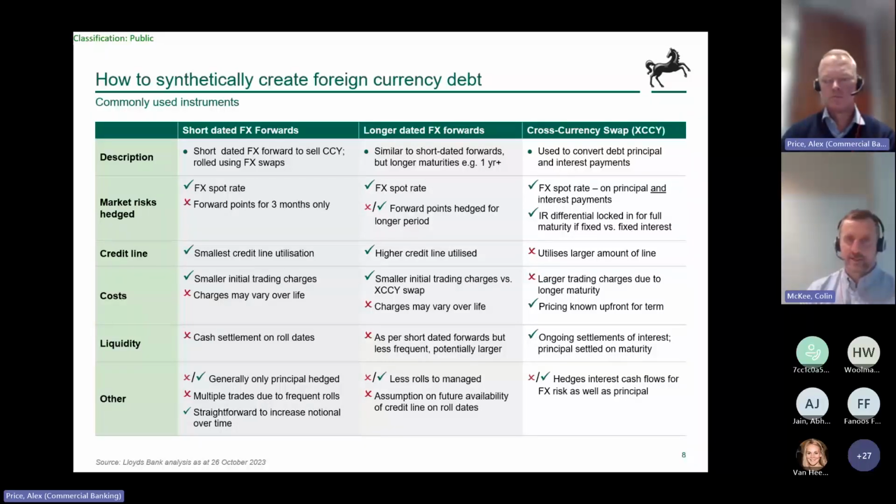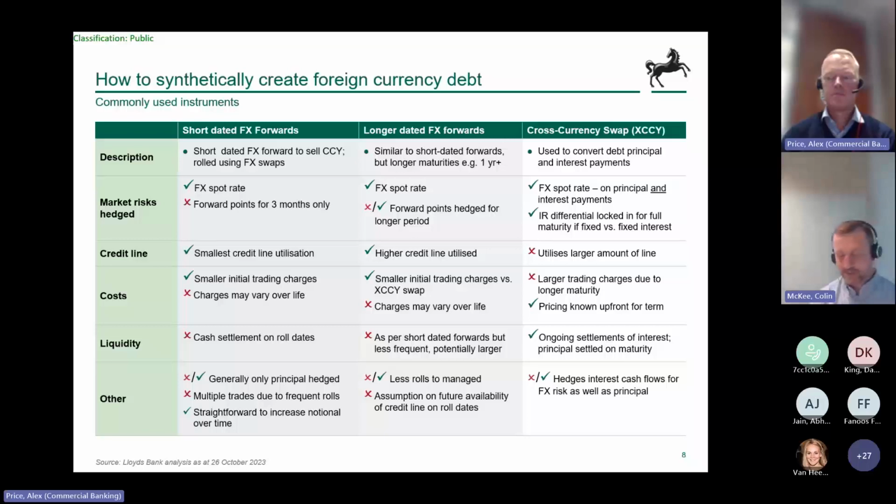The left-hand column is short-dated FX forwards. So you see this forming part of companies' balance sheet hedges quite frequently. And some companies consider them as part of the debt mix. Some companies consider them separately. But this is really using short-dated forwards, as we said, to hedge those risks and then roll those using FX swaps. What are you doing when you enter into those trades? Well, you're hedging the spot rate, and you're hedging the forward point, so that interest differential, only generally for a short period. So, for example, until the 3-month maturity of the instrument.